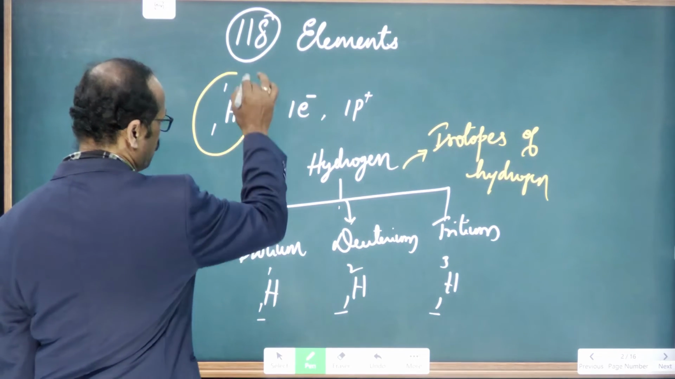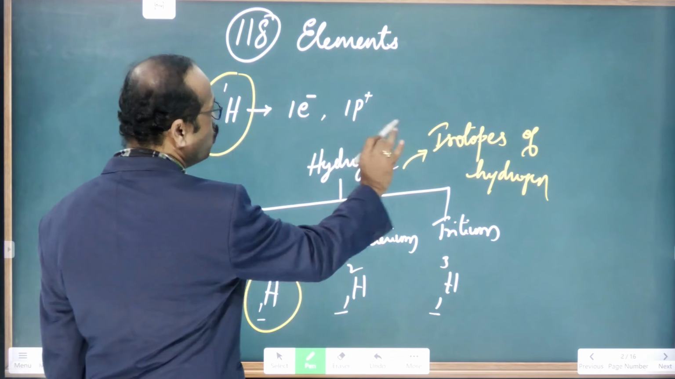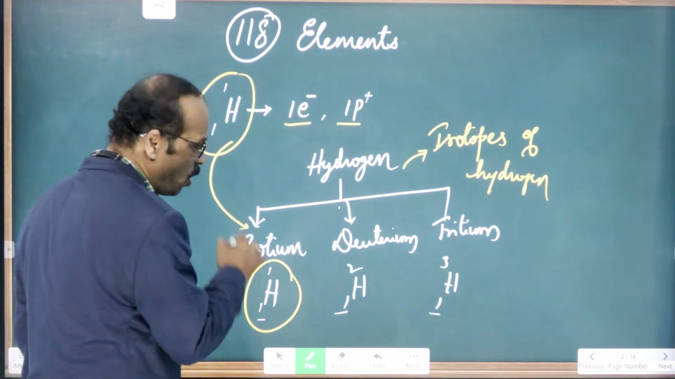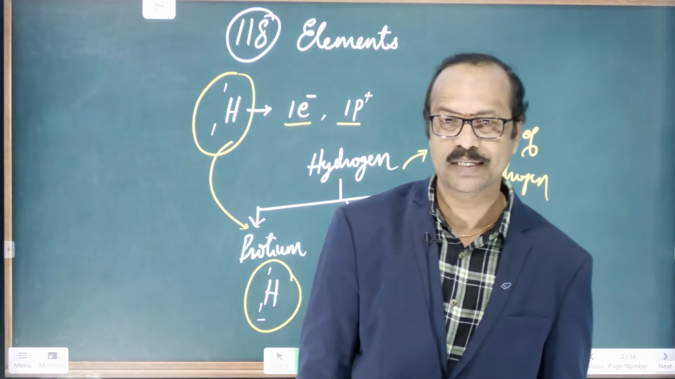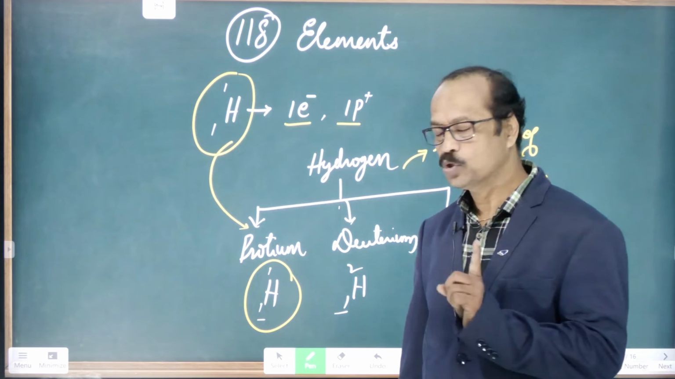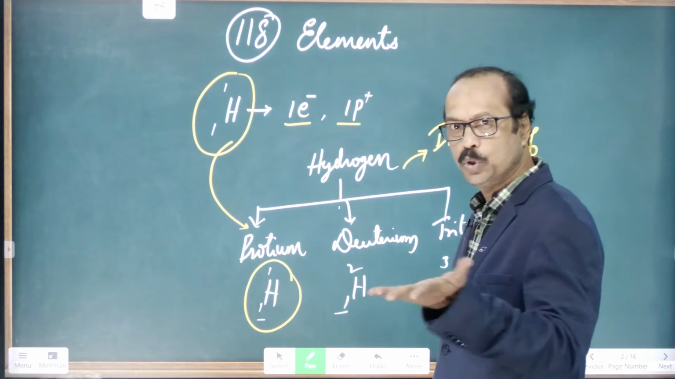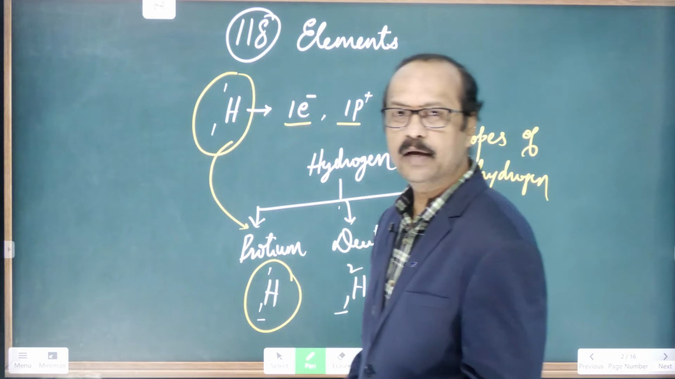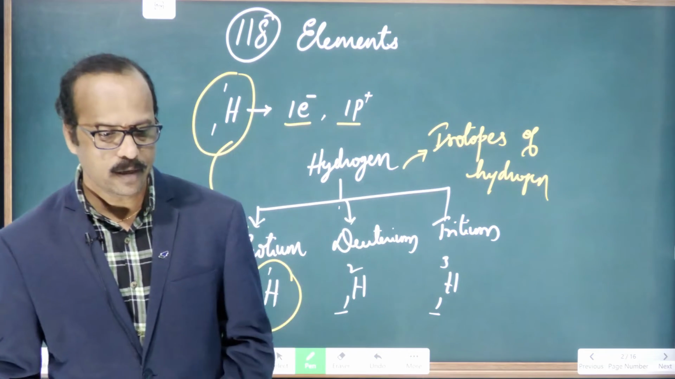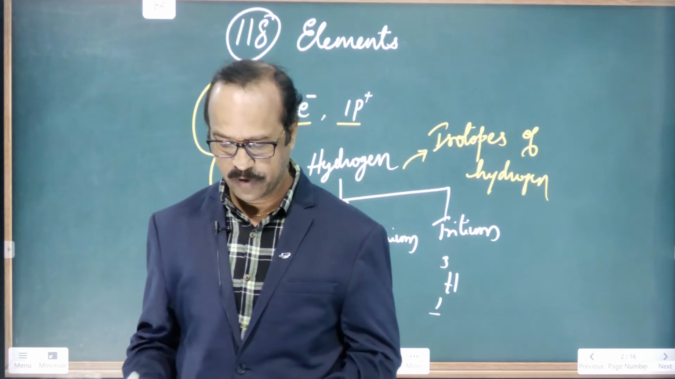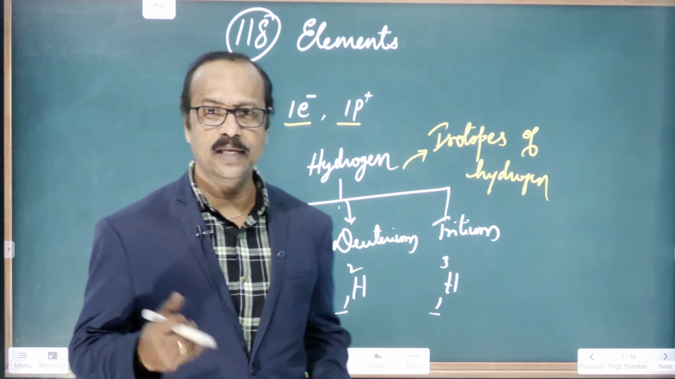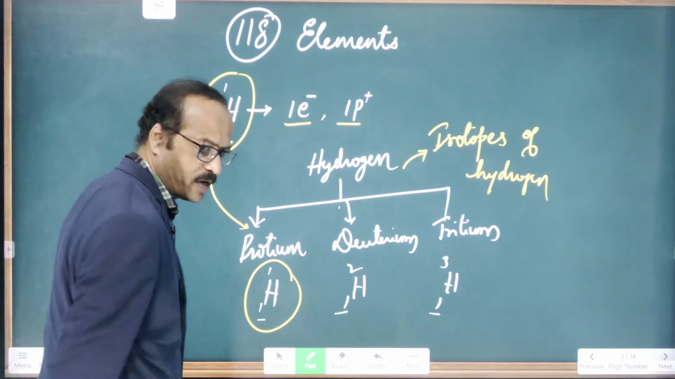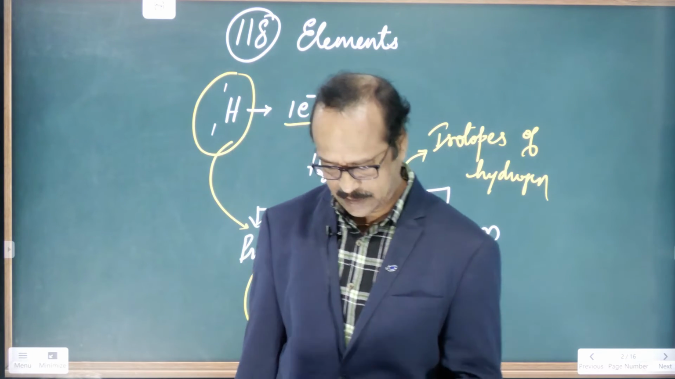This hydrogen has no neutron, only one electron and one proton are present. So this hydrogen is called protium. In protium there is no neutron, whereas in deuterium and tritium the neutrons are there. Very good. We will discuss isotopes again in later classes. Isotopes means atoms of the same element having the same atomic number but different mass numbers, which we will discuss in the coming classes.